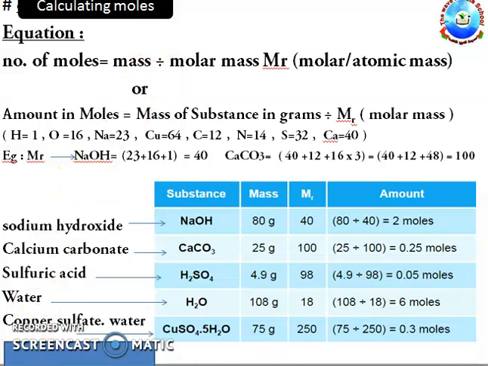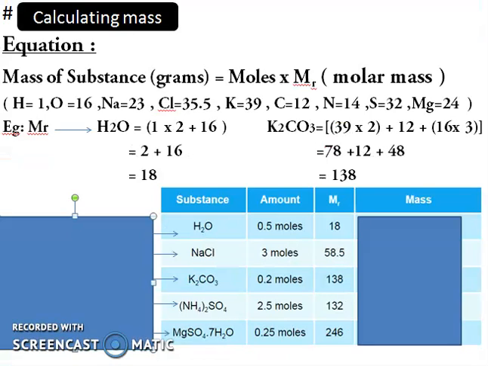Let us proceed to next numerical. Now we are going to calculate mass. In previous numerical we were calculating moles. Now we are going to see how to calculate mass of substance in grams. See the equation, it is the same as before when we were calculating mole: mass of substance in gram divided by molar mass. So when we have to calculate mass in gram, the equation will be mass of substance in gram is equal to moles into molar mass.